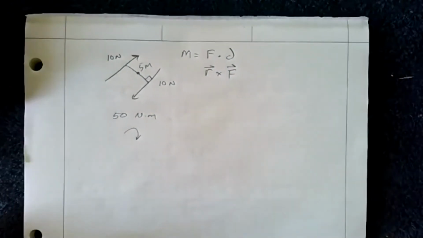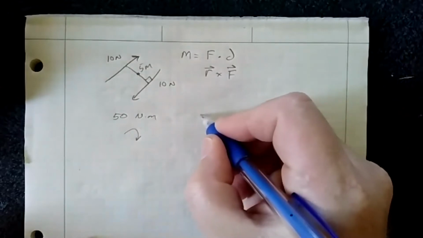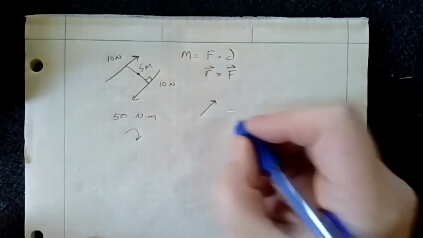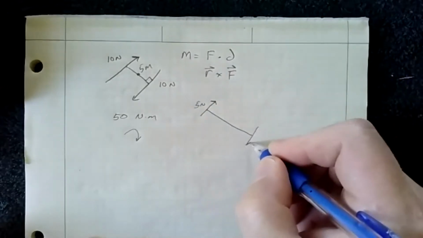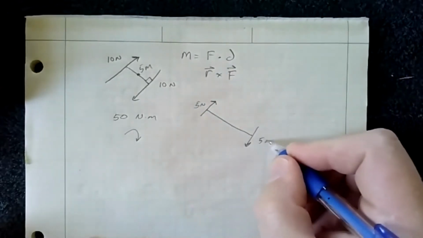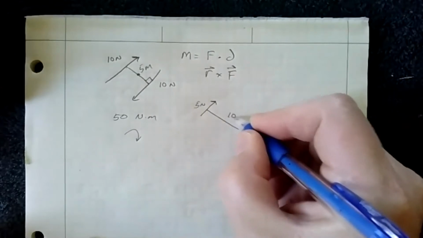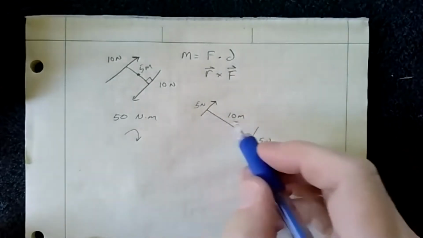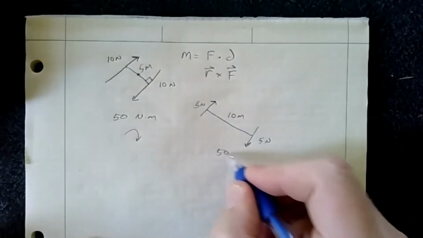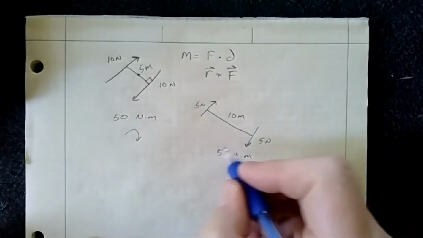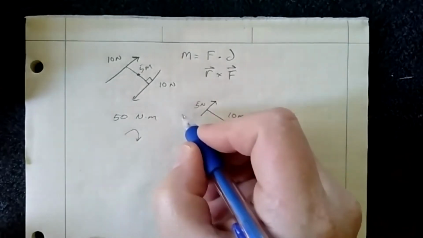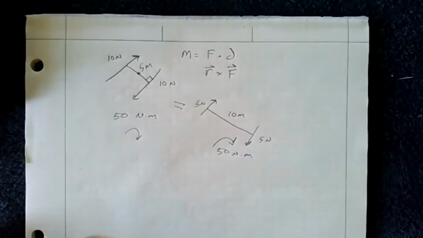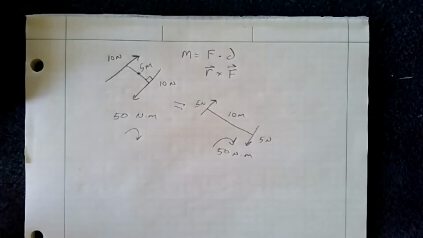Now, the idea of an equivalent moment would be if I had another couple like this, say it was only 5 newtons, with another force there that was also 5 newtons, and the distance between them was now 10 meters. Then 5 times 10 is also 50 newton-meters, and it's also going the same direction, clockwise. So these two are equal. That's the idea of the equivalency, just to give you a better visual.